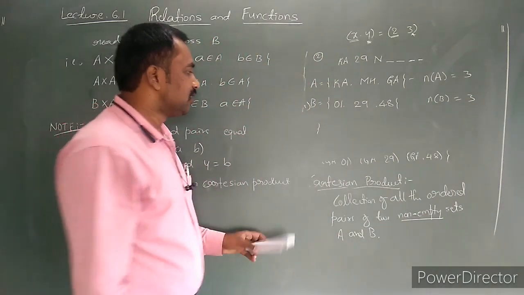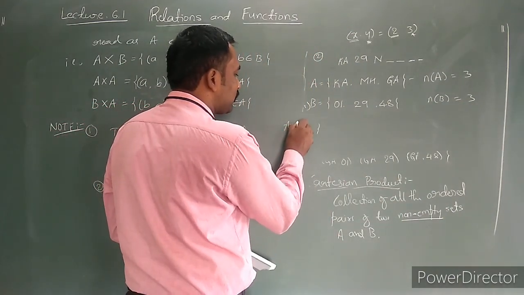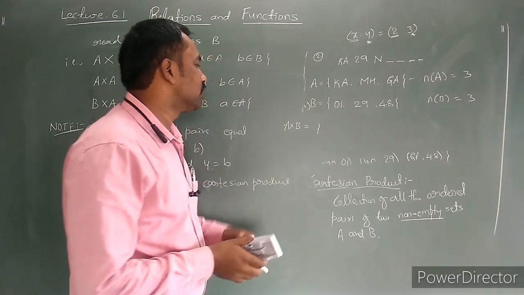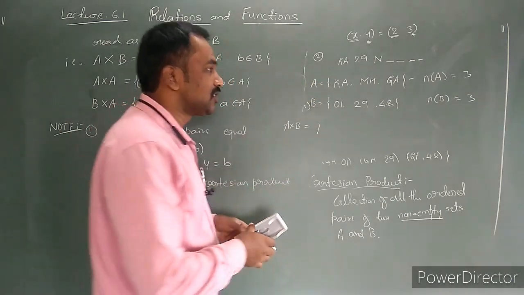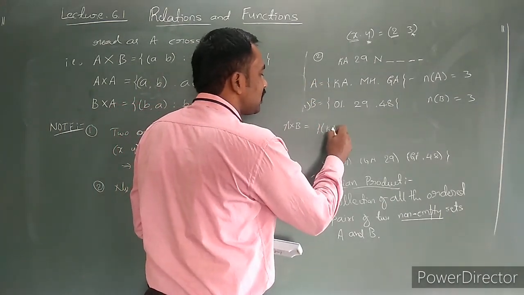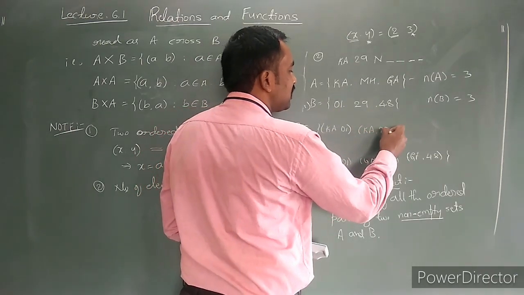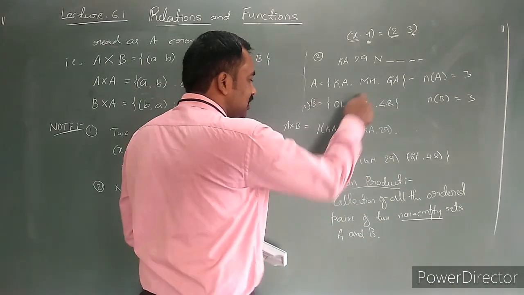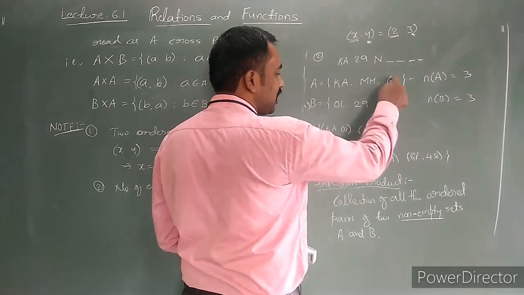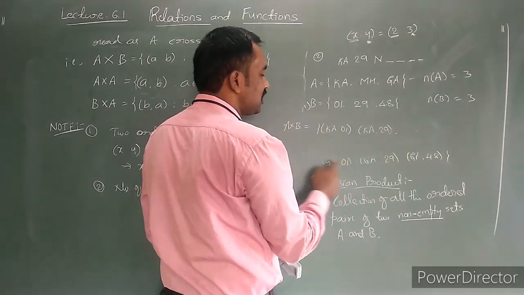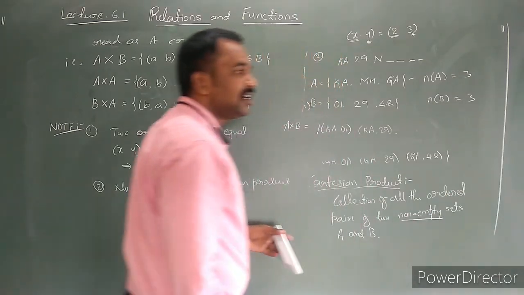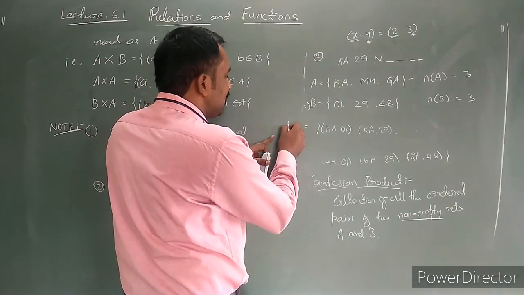Is that clear? Now, you have written the Cartesian product A cross B is equal to what? The pairs you have written, listing each element of A with each element of B.